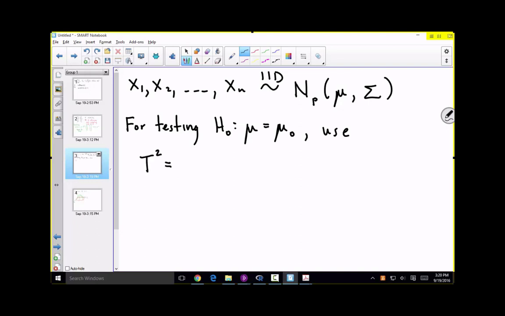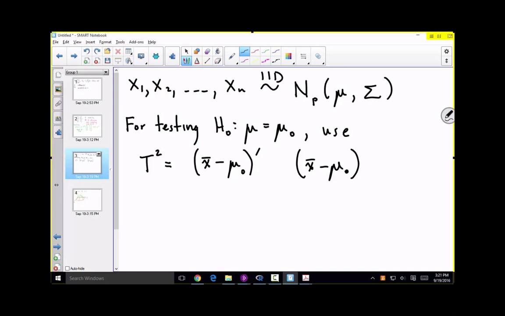The t-squared statistic is the statistical distance between the sample mean and the null hypothesized mean. So statistical distance looks like sample mean minus null hypothesized mean, transpose, and then over here I'm going to have, again, x bar minus mu0. And what needs to go in the middle is the inverse of the covariance matrix of x bar.